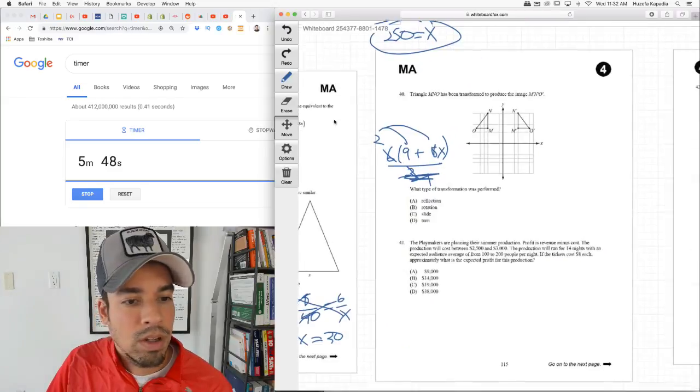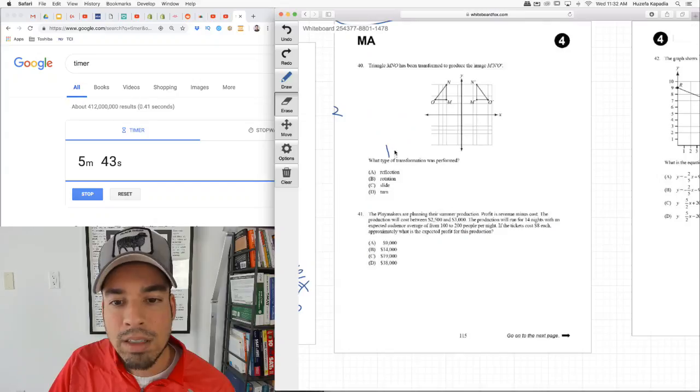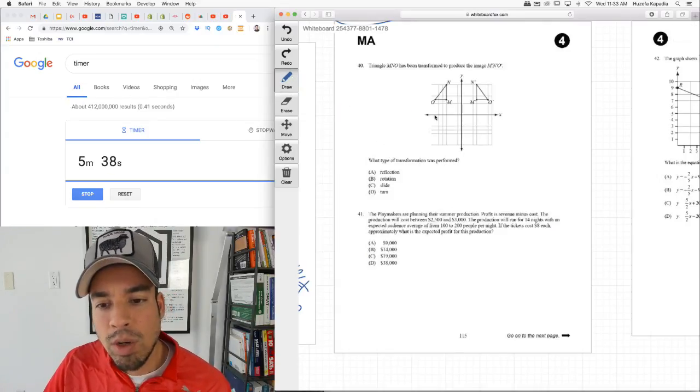Next, 5 minutes and 49 seconds left to do 3 problems. Not bad, except these are usually the harder problems at the end. So it's not amazing. What type of transformation was performed?